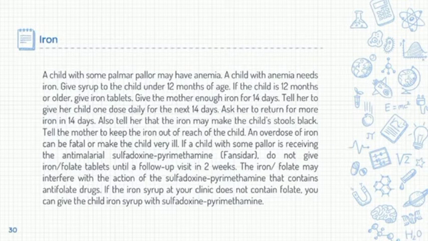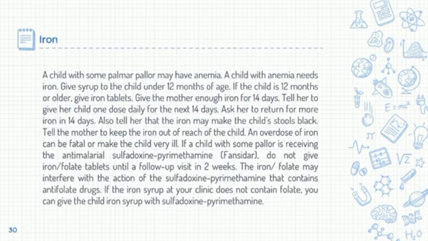Give the mother enough iron for 14 days and tell her to give her child 1 dose daily for the next 14 days. Ask her to return for more iron in 14 days. Also, tell her that the iron may make the child's stool black, and tell the mother to keep the iron out of reach of the child because overdosing of iron can be fatal or can make the child very ill.